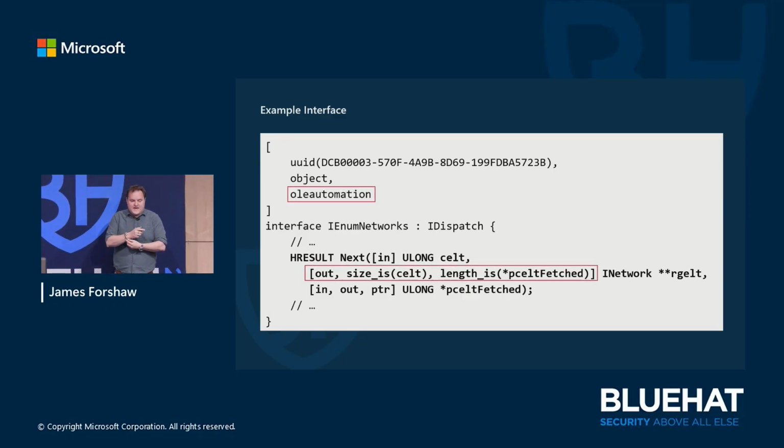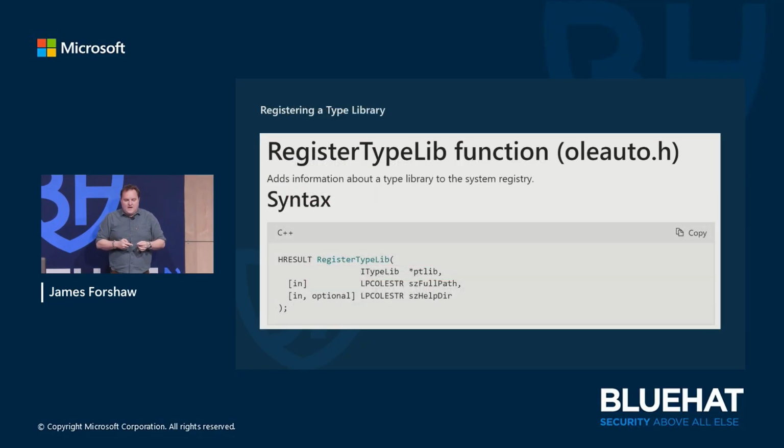But the key here is that because it's got the OLE Automation attribute, it can be used in the proxy. There are restrictions on what type library definitions can be used as a proxy, so this will be used as a proxy as it's registered in the registry. And you may think, well, how does it even get there in the first place if it's only used for local purposes? Well, the RegisterTypeLib function is what you would usually use to register that information in the registry.